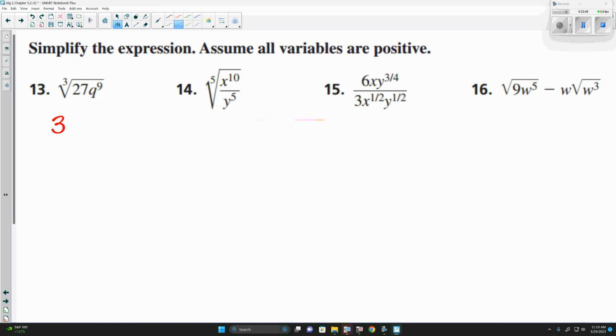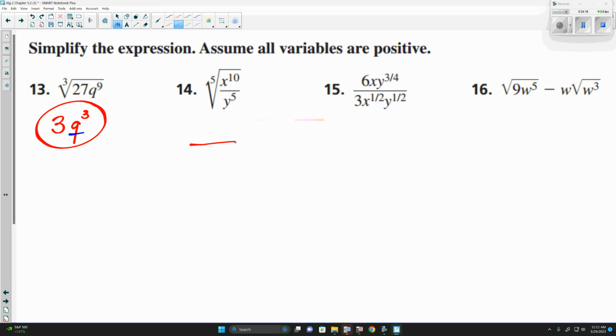Cubed root of q to the 9th. Can we divide 9 by 3 evenly? 3. Or we can take 3 groups of q's out of q to the 9th, leaving us with 3 q to the 3rd. And that's it. Now, the next one, with this division, we could do exactly what we did yesterday.